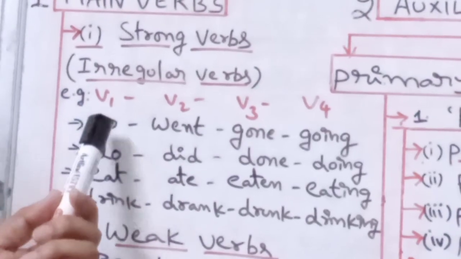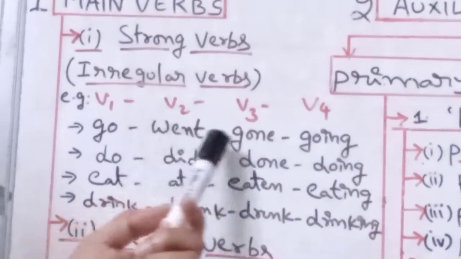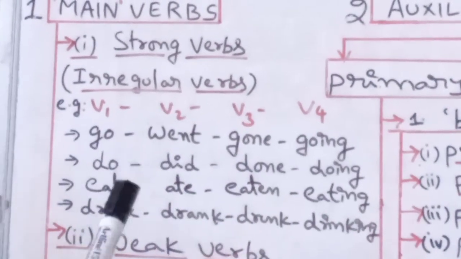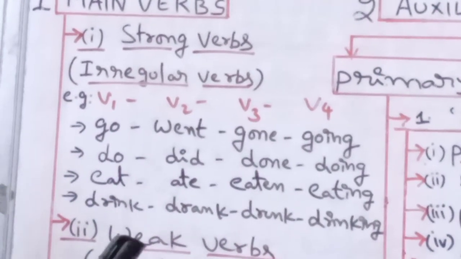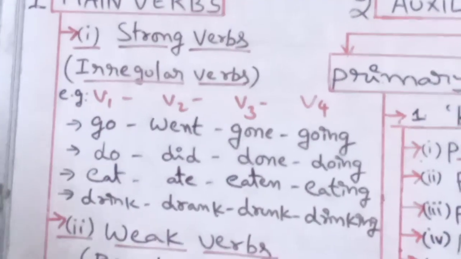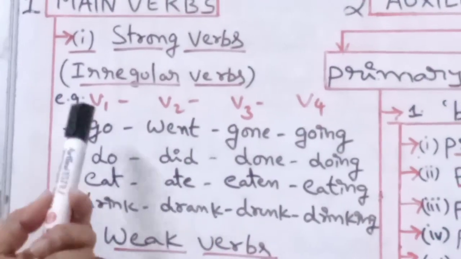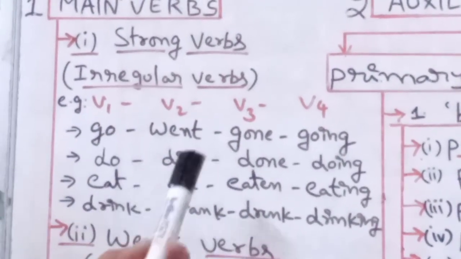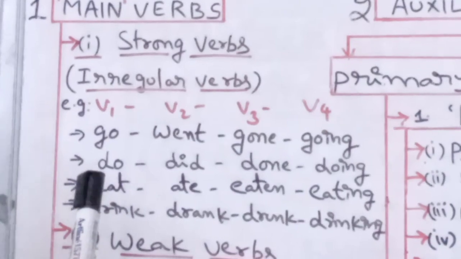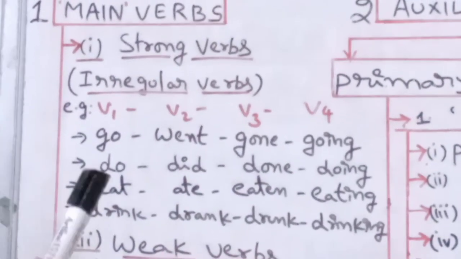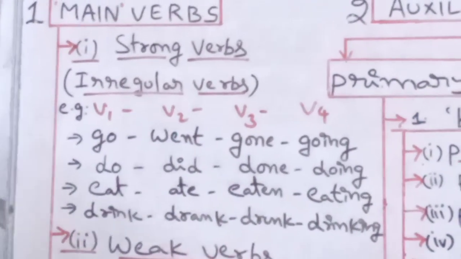If you see go, here spelling is different. Went, definitely they both are different. Gone, all the 3 are different. Go, went, gone, V1, V2, V3. In all the 3 verb forms, spellings are different. It means they have their own individuality, their own credibility. And their pronunciation is also different. Go doesn't pronounce like went. Went doesn't pronounce like gone. So all the 3 forms have their own individual pronunciation. Pronunciation is different and spellings are also different. That's why they are called strong verbs.